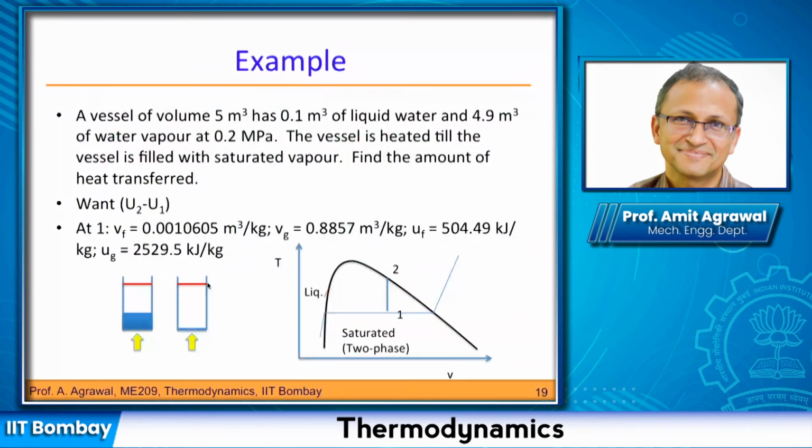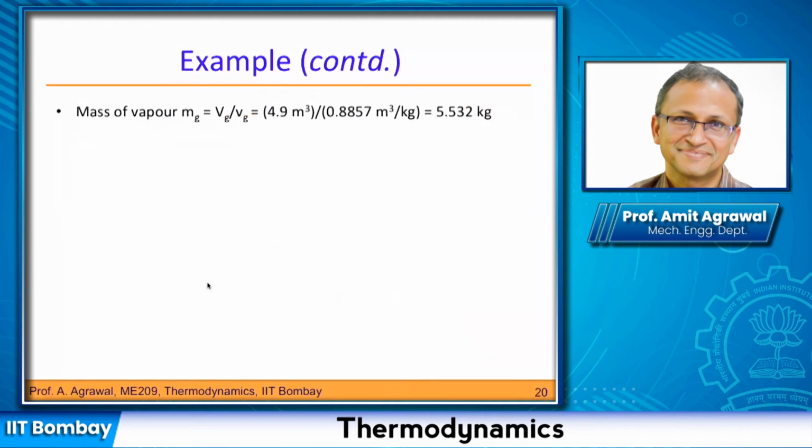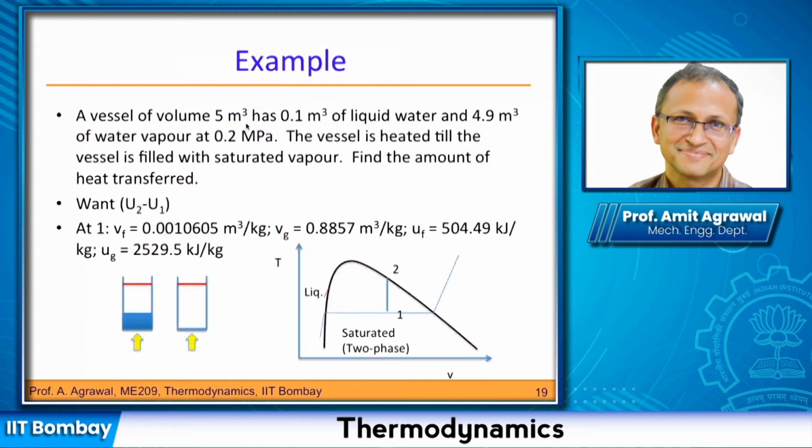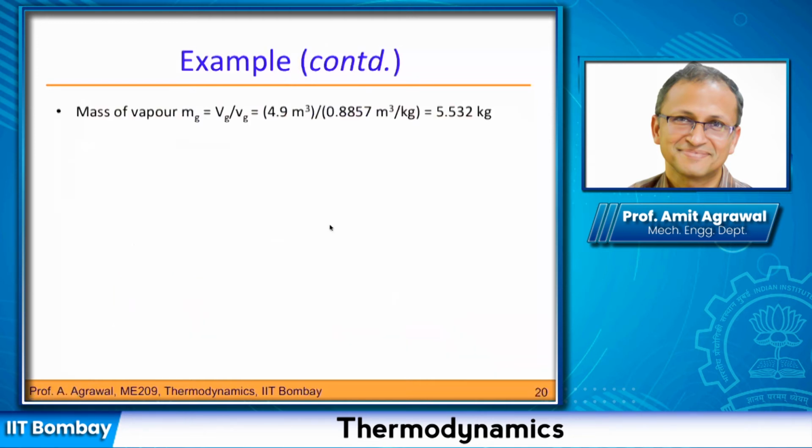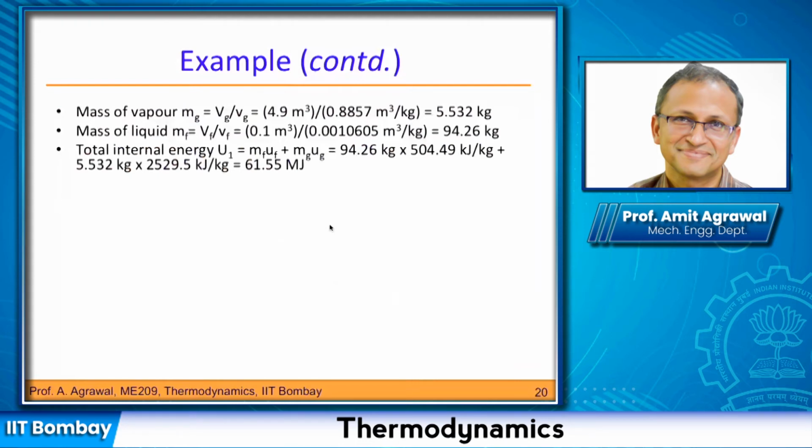Now, the next thing that you'll have to do is to find out how much vapor is there. Your mass of vapor is of course capital Vg upon small vg. To begin with, it was 4.9 meter cubed of water vapor, and you have figured out what is small vg. So you can find out the mass of vapor that you have. Similarly, you can find out the mass of liquid. And now you can find out the amount of energy in your vapor, which is mg ug.